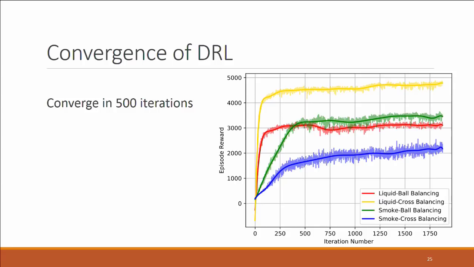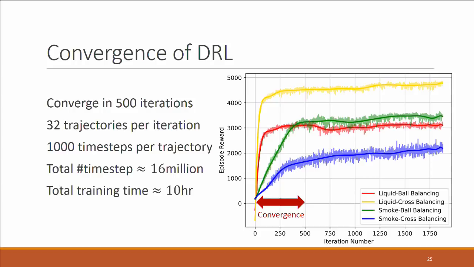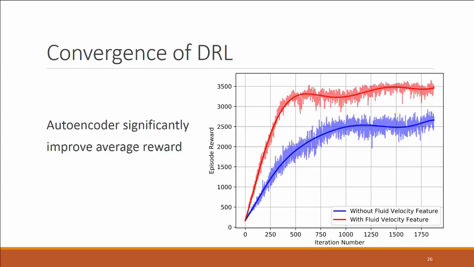This figure shows the convergence history of 4 benchmarks in our paper, and on average, it converged within 500 iterations. In each iteration, we sample 32 trajectories, each with 1,000 time steps. So altogether, this requires 16 million calls to our fluid simulator, and takes about 10 hours on our cluster, a Google Cloud cluster. I also show the necessity of introducing this decoder part. You can see that on convergence, we can achieve significantly higher average reward by using this reconstruction loss.